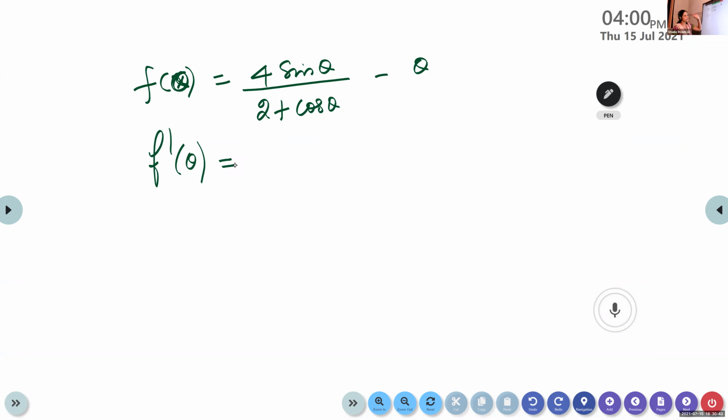If you look at the first term, for differentiating the first term, which rule do we have to use? Michael? Which rule will you use? We want to find f dash of theta. So how will you differentiate this first term? This is our first term, 4 sine theta by 2 plus cos theta.